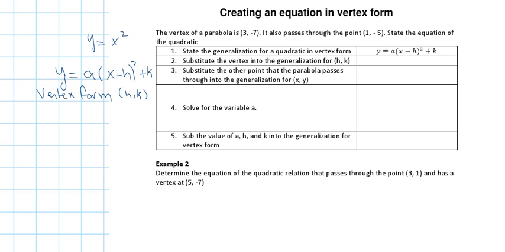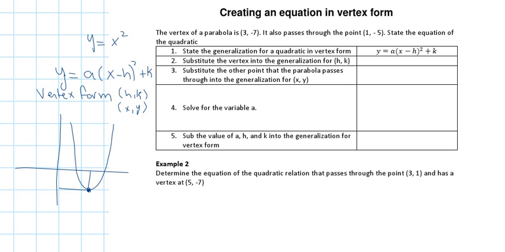So the vertex is x and y, right? A vertex is a point. Remember if I have this, my vertex is right here. It's a point, it's x and y, right? So it's h and k in the equation.